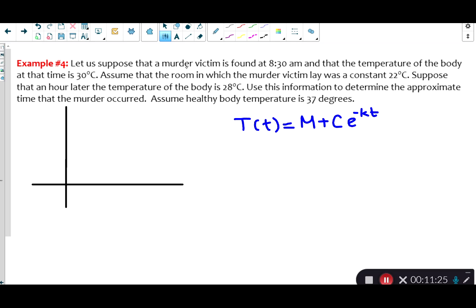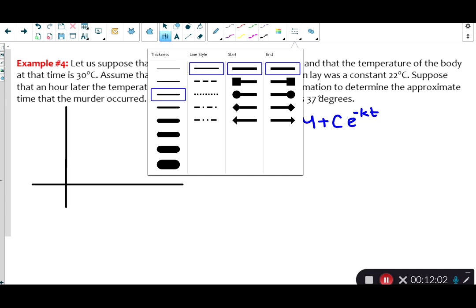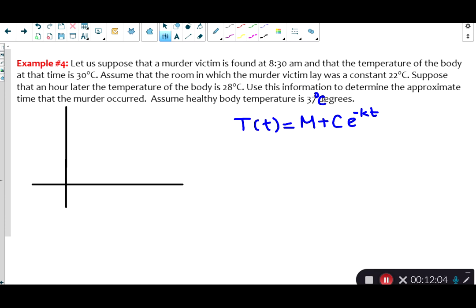So let's suppose that a murder victim is found at 8:30 a.m., that the temperature of the body at the time when the body was found is 30 degrees. Assume that the room in which the body was found is 22 degrees Celsius. And so suppose they measure again the temperature 1 hour later, that it was 28 degrees. Using this information, determine the approximate time when the murder occurred. And here everything is given in terms of Celsius, and we're going to assume that healthy body temperature in terms of Celsius is 37 degrees. You can assume that's a given quantity, it's a known quantity.